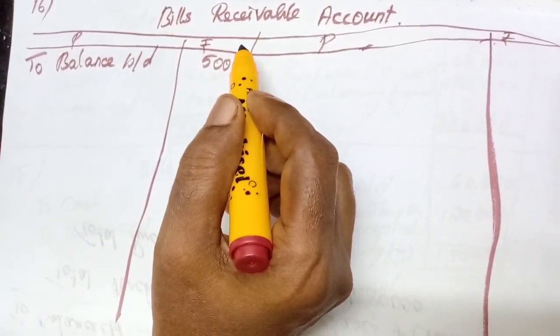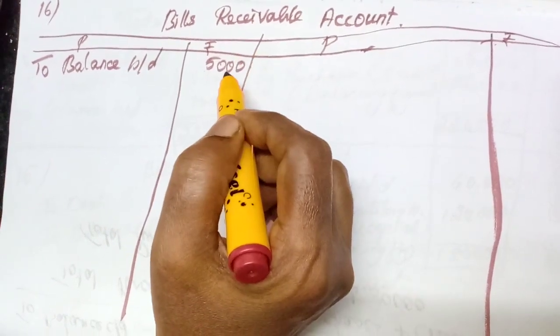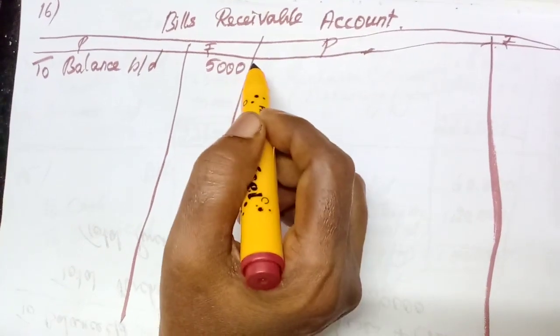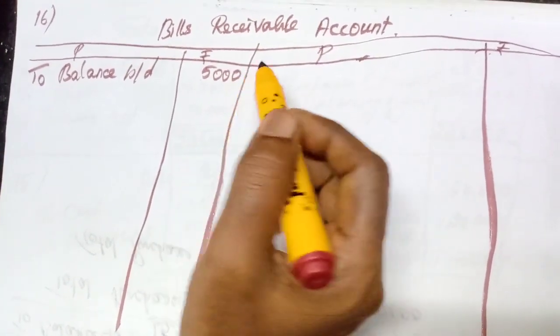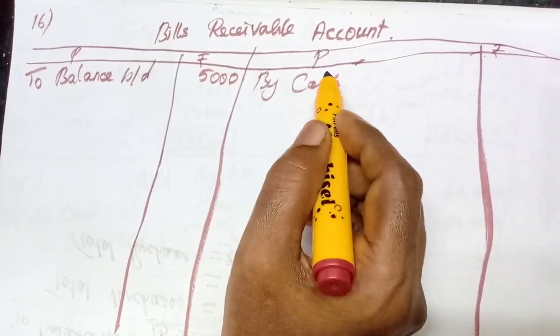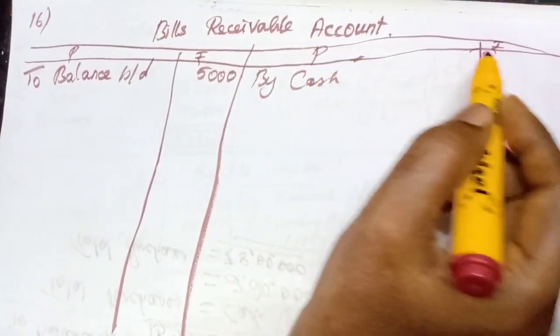Then cash received for bills receivable. What is the entry? Cash account debtor to bills receivable. So by cash. By cash 14,000.